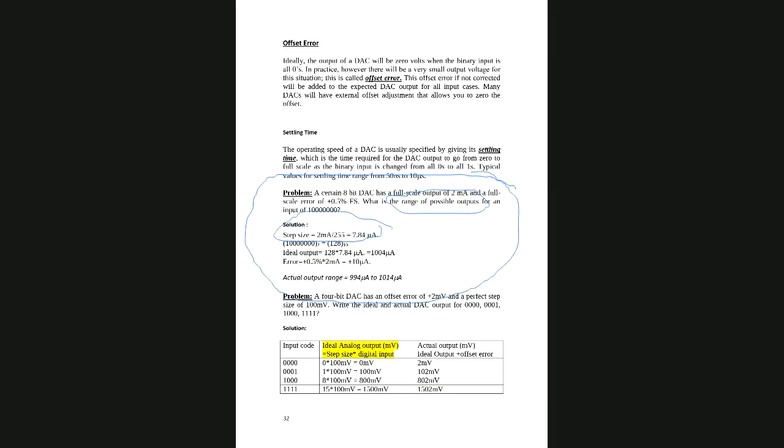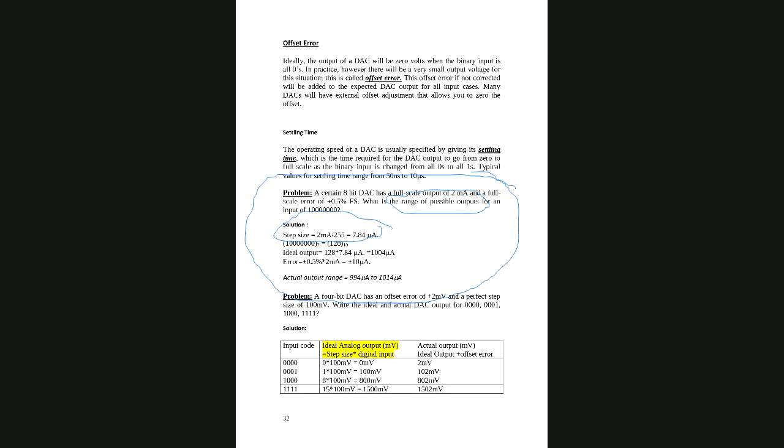So the ideal analog output, without any error, will be K times the digital input. K we already found, 7.84 microampere, times the input 128. Based on this, I got 1004 microampere. This output is ideal. Up till now, what we have done is the same as we did before, there is no difference, but this is the ideal output.